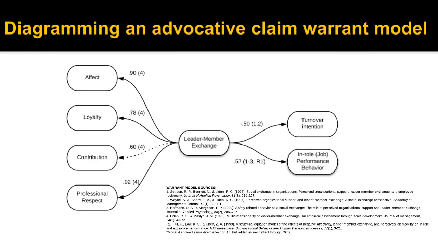Based on the Liden and Maslyn 1998 results, we can now prepare an advocative claim warrant model diagram. The diagram shown here includes a dashed line for the link between LMX and contribution to signify that this effect was not substantive and should be considered with caution. How reserved we should be in advocating for increased contribution will be determined by examining further evidence that applied this scale to assess the level of LMX in organizations.